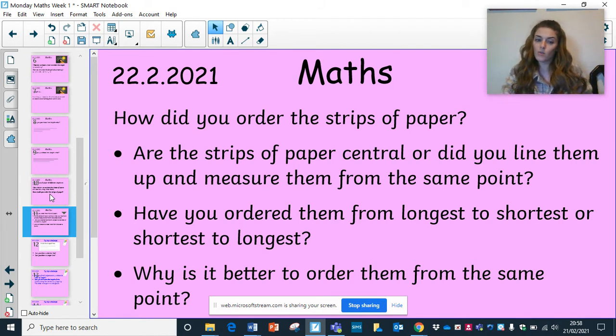And then why is it better to order them from the same point? Can you remember? Because I just spoke about that. So why is it better to order them from the same point?